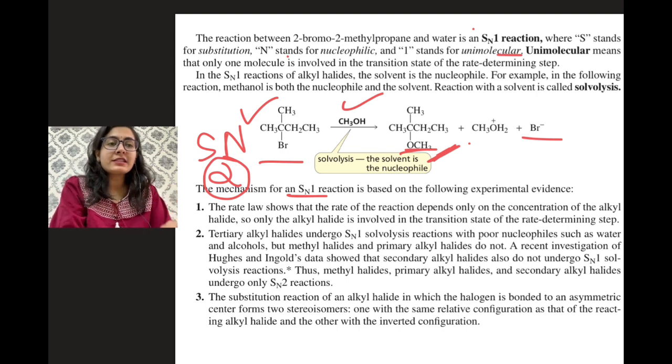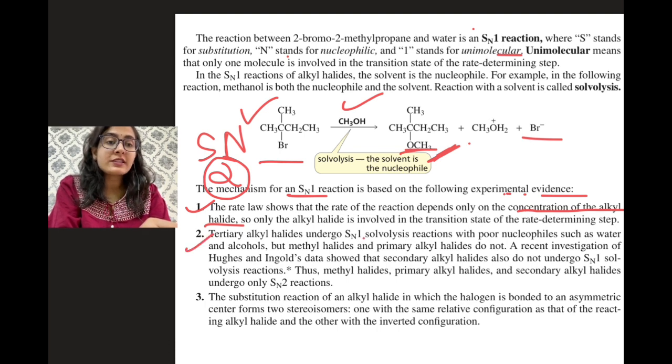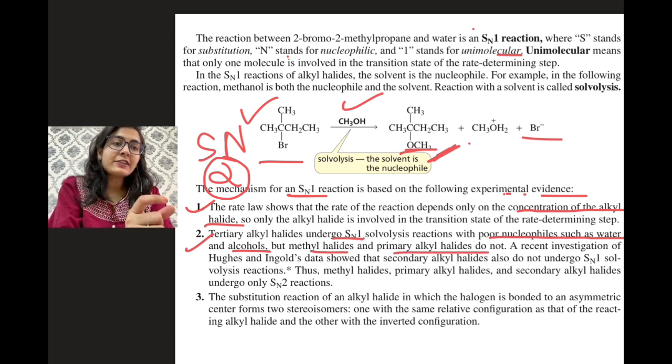The mechanism for the SN1 reaction is also based on the following experimental evidences. The first thing that we see is that the rate law shows that the rate of reaction depends only on the concentration of the alkyl halide. This we have already discussed. Second, tertiary alkyl halides undergo SN1 solvolysis reactions with poor nucleophiles such as water and alcohols, but methyl halides, which are smaller ones actually, and primary alkyl halides do not. So this is a big revelation.